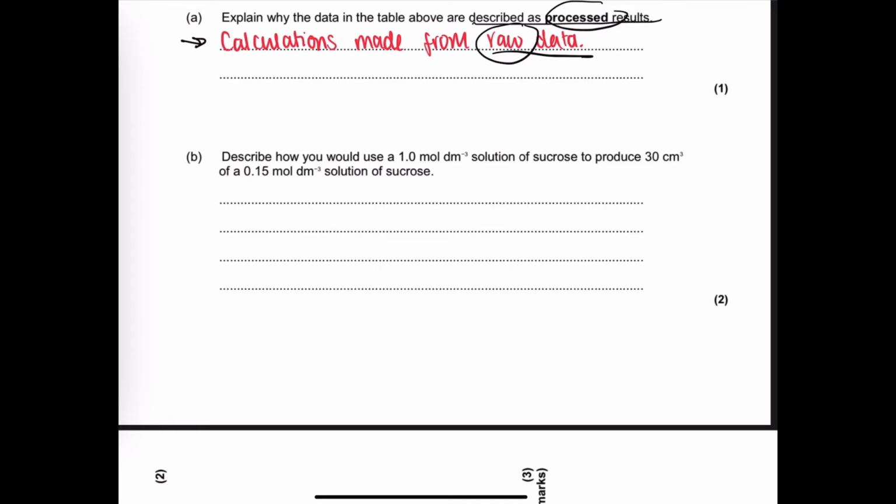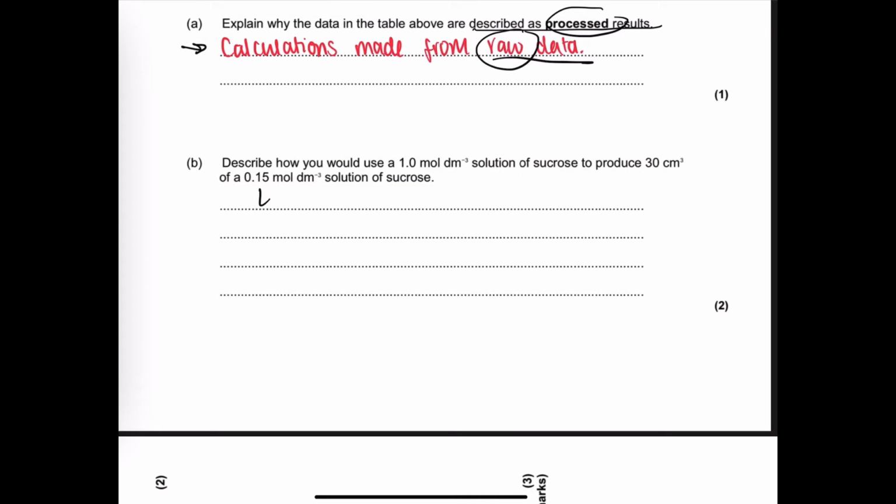So B, describe how you would use a 1 mole concentration solution of sucrose to produce 30 cm³ of 0.15 solution of sucrose. You'd basically use 4.5 cm³ of the solution and you would use 25.5 cm³ of distilled water.